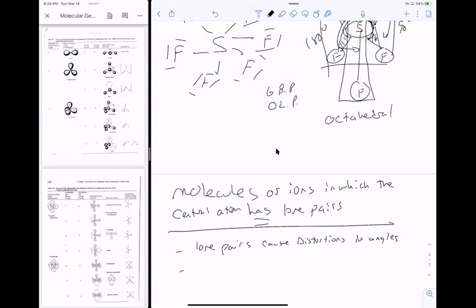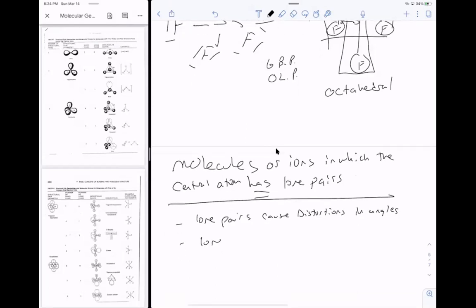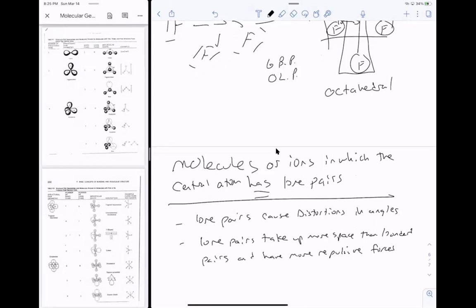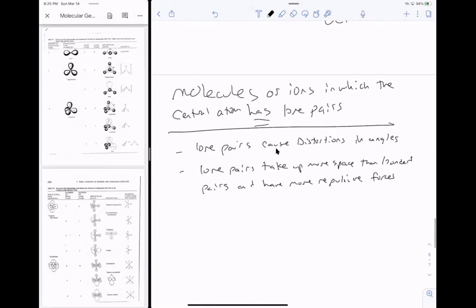So we take our ideal geometry, our standard geometries, and they'll generally be a less than angle. Another thing we need to know is lone pairs take up more space than bonded pairs and have more repulsive forces. So I need to give you some repulsion strengths. So I want to look at the strengths of repulsive forces.